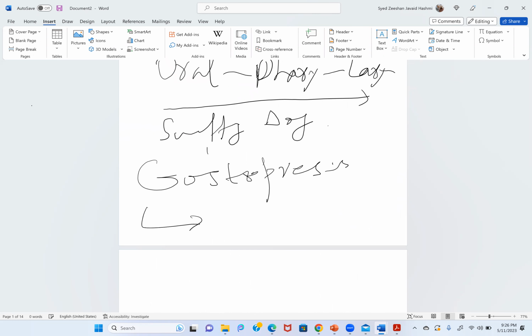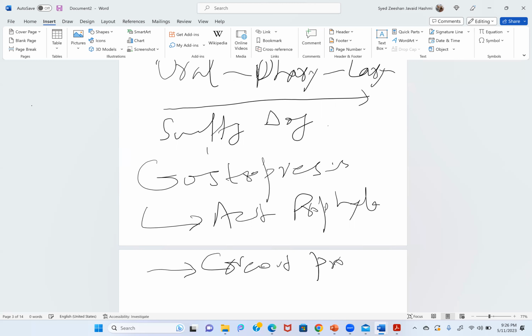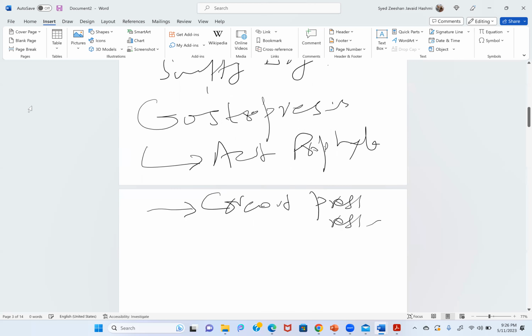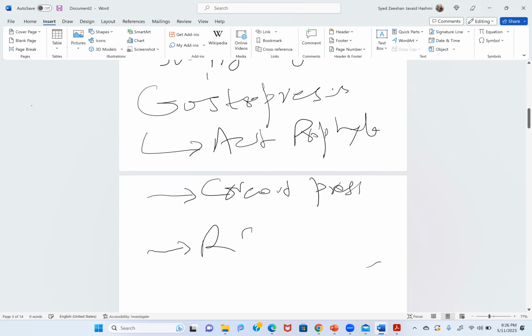So how will you tackle it? You will use acid prophylaxis. You will do this ramp position, because this will make your intubation easy, and then you can have the required pressure. For prophylaxis, we will use sodium citrate.